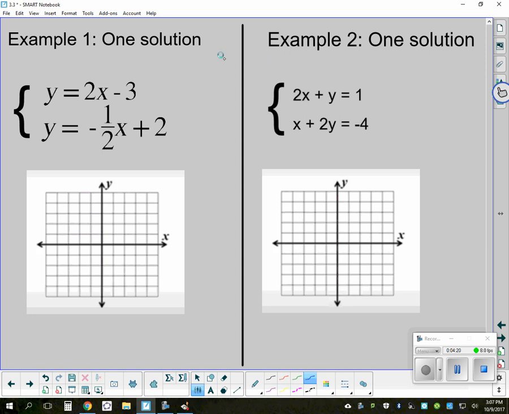So I'm telling you right from the beginning, these first two examples, you should end up with one solution. So if you're not coming up with that, you're doing something wrong. On the first one, these two are already in slope-intercept form, y equals mx plus b. That's what we want because that is how we will be able to graph our lines. So for your first line, your first graph, you would have a y-intercept of -3. So we go on our y-intercept and we plot a point at -3.